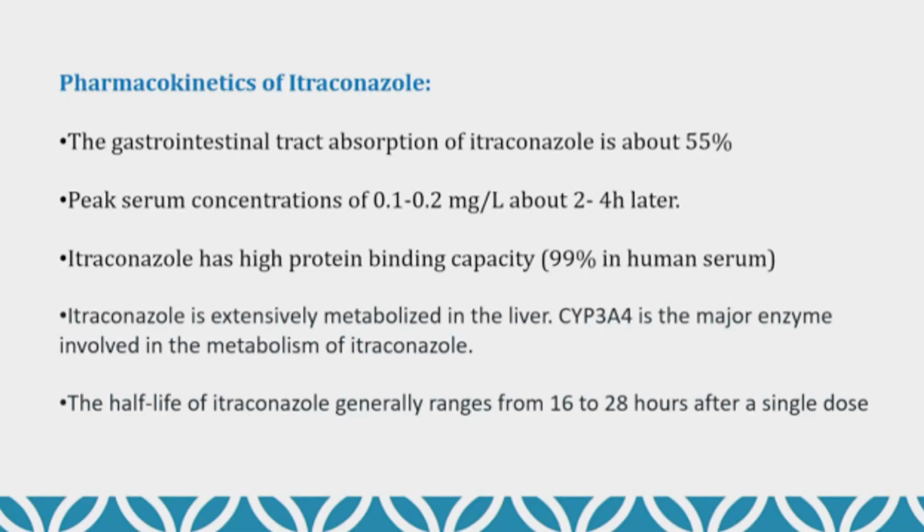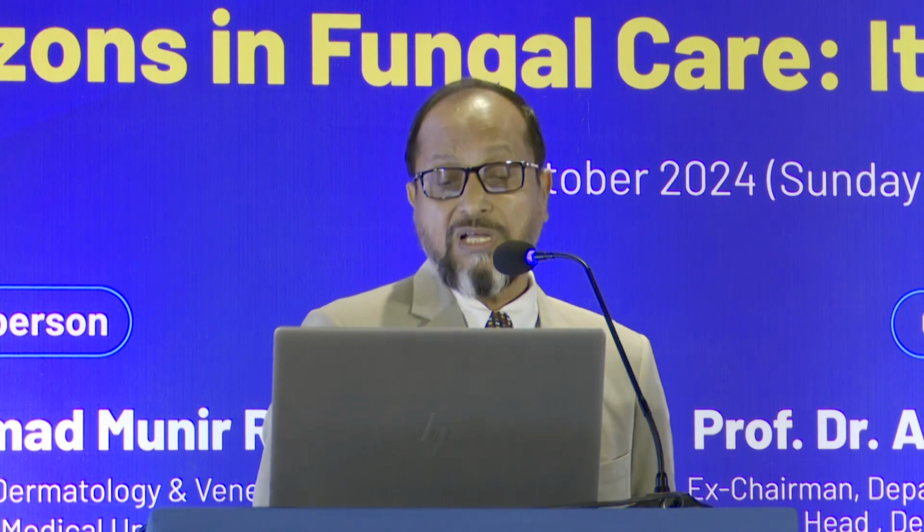Now, some of the pharmacokinetic properties we need to know. The gastrointestinal tract absorption of itraconazole is about 55%. Peak serum concentration is 0.1 to 0.2 milligram per liter, 2 to 4 hours later. Itraconazole has high protein binding capacity, and it is extensively metabolized in the liver by CYP3A4. The half-life of itraconazole is from 16 to 28 hours after a single dose.